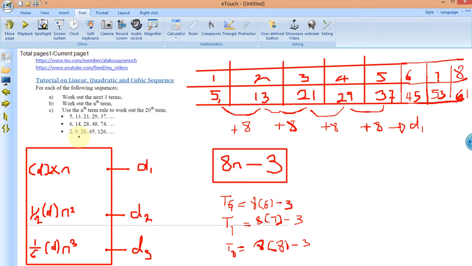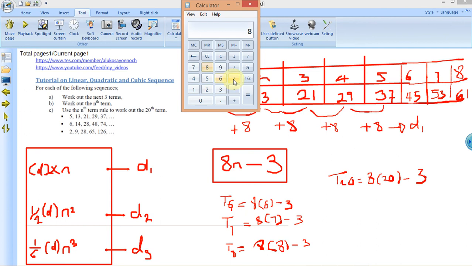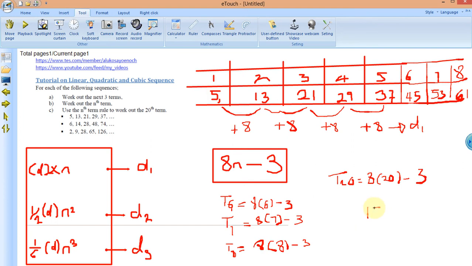So the next question is, use the nth term rule to work out the 20th term. So T20, that will be 8 into 20 minus 3. So let's see what that is. So 8 times 20 minus 3, and that is 157. Okay, so that is the 20th term. So I'm through with the first question.